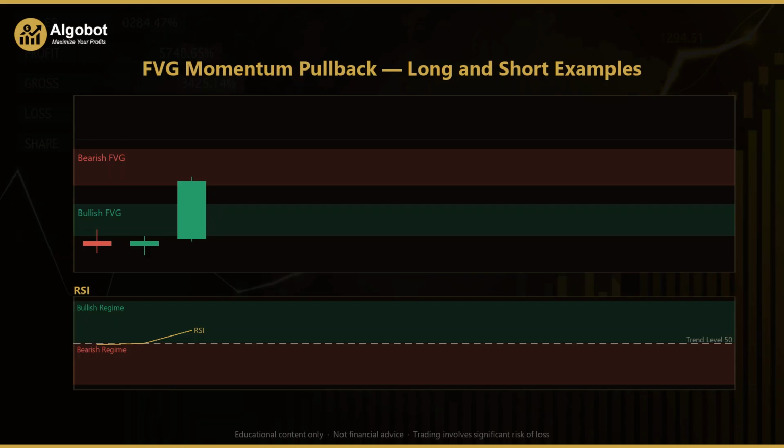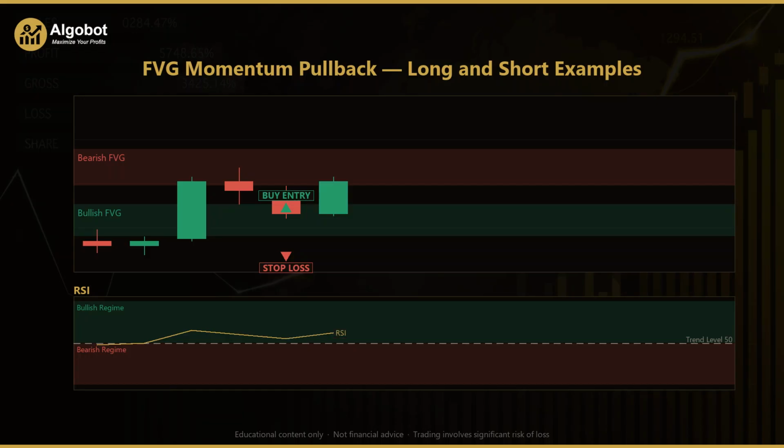We start on the left with quiet, small-bodied candles, the market drifting without conviction, and RSI hovering right around the 50 line. Then comes the key event for our first trade. A single, strong bullish candle pushes higher with a large body, the displacement candle. It moves so quickly that the candle before it and the candle after it leave a clean, untraded pocket between them. That pocket, shaded in green, is our bullish fair value gap.